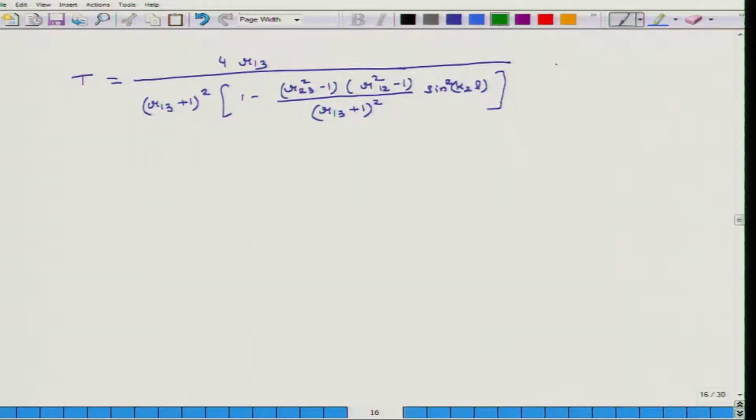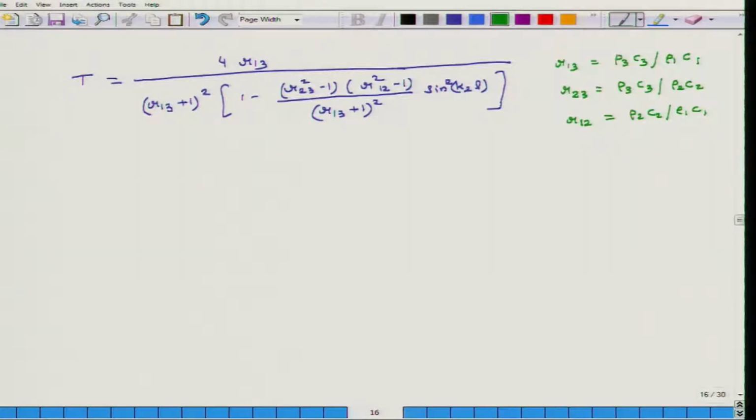And R13 equals rho 3 C3 divided by rho 1 C1, R23 equals rho 3 C3 divided by rho 2 C2, and R12 equals rho 2 C2 divided by rho 1 C1.